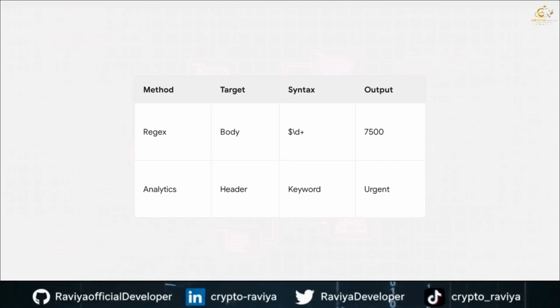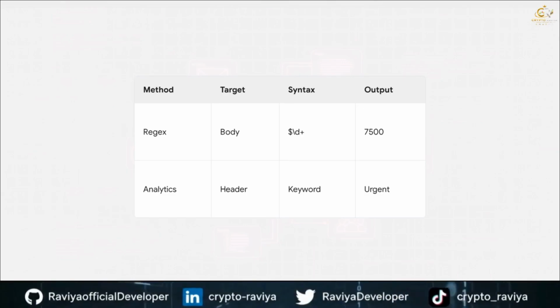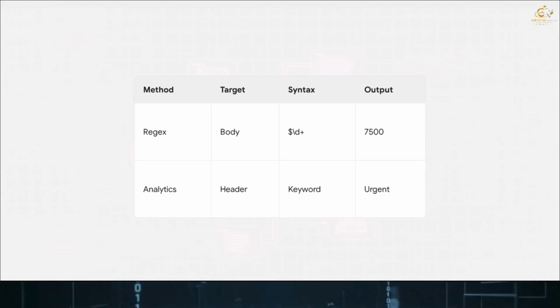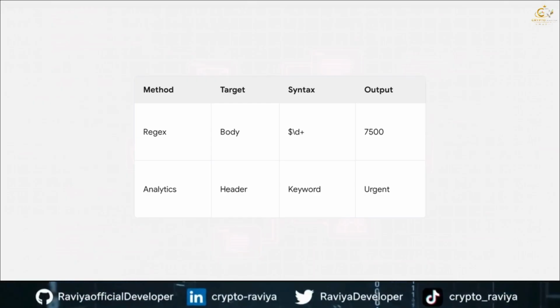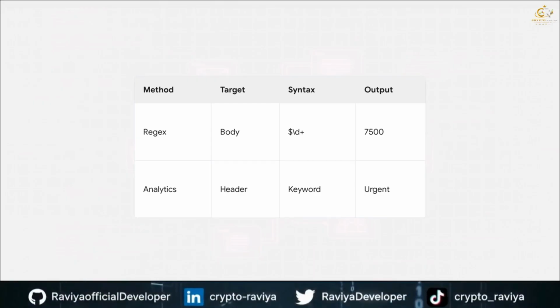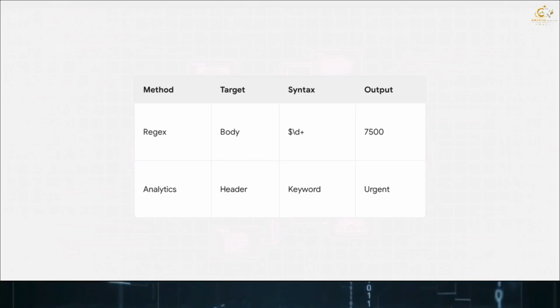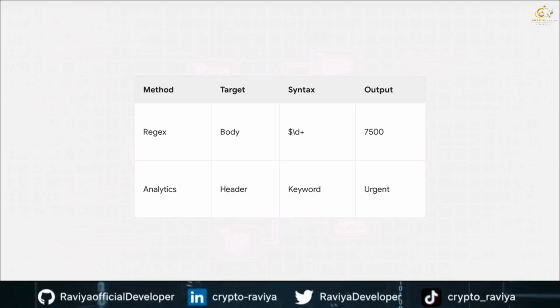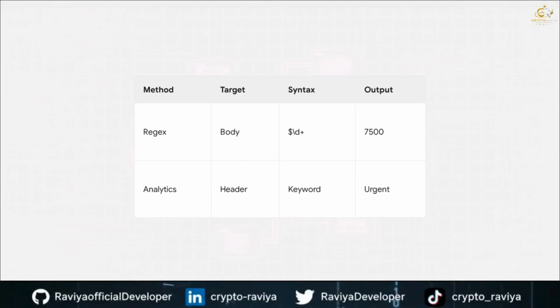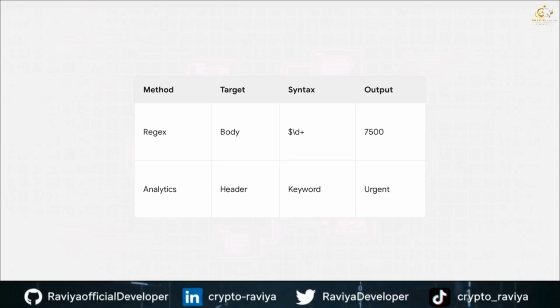But hey, we don't just want category tags, right? We want specific, actionable data points. Let's say a client emails saying, "Hello Raviya, we need a secure payment portal completed by next month. Our estimated initial budget allocation is $7,500." We use a text parser module with regular expressions, or Regex.